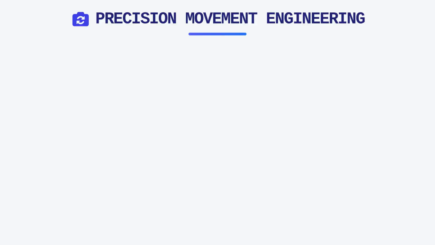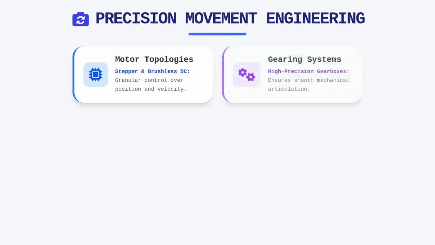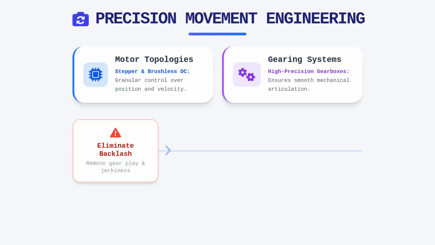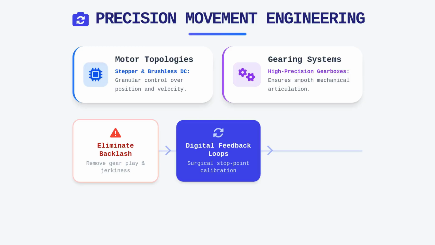Precision movement depends heavily on the motor topologies and gearing systems chosen for the tilt and pan axis. High-end PTZ units often employ stepper motors or brushless DC motors, which allow for granular control over position and velocity. These motors are frequently coupled with high-precision gearboxes to translate rotational force into smooth mechanical articulation. When a camera moves, the goal is to eliminate jerky transitions and backlash, which occurs when there is excess play between the gears. A professional-grade system compensates for this by using anti-backlash gears or digital feedback loops that calibrate the motor's stop point with surgical accuracy.